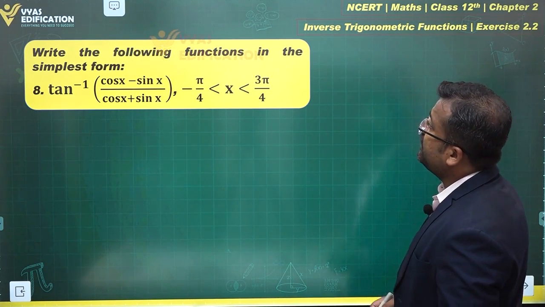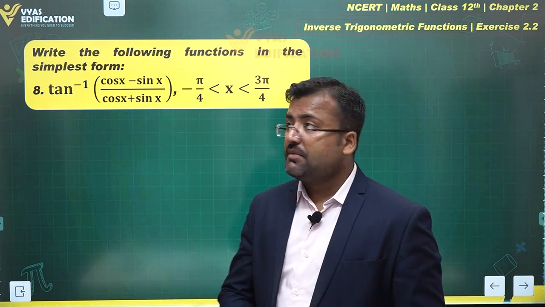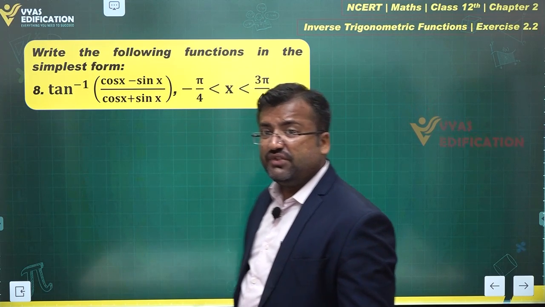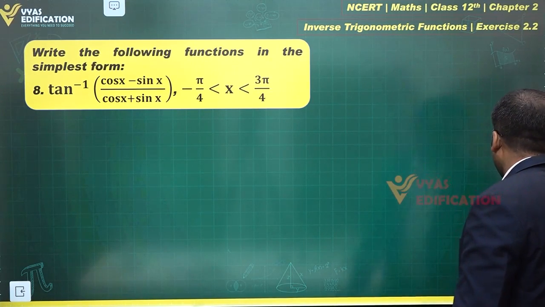Write the following functions in the simplest form. Let's try to simplify this. Tan inverse is there on the outside. Let's try to convert this in terms of tan of something. Can we do that? Yes, maybe.